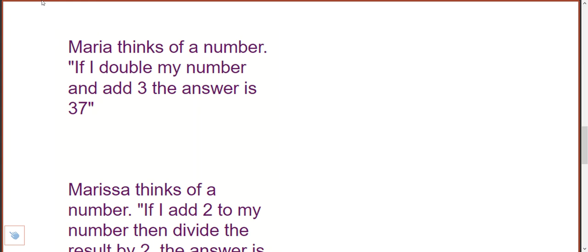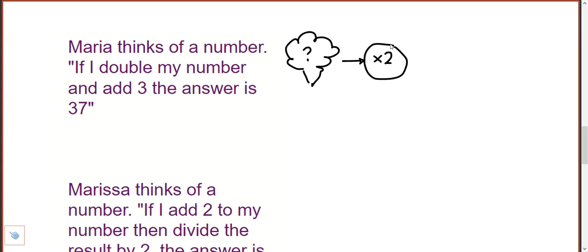Okay, so what we've got is Maria thinks of a number. Whatever that number is. And then she doubles her number. So doubling her number means the first thing that she does to her number is times it by 2. So there's her first mathematical operation.